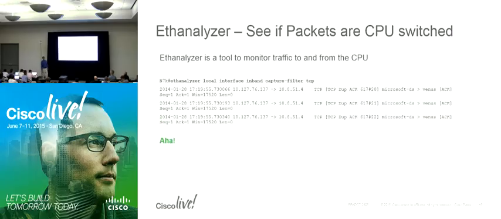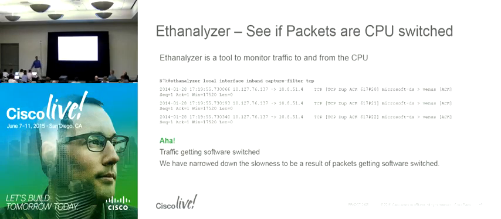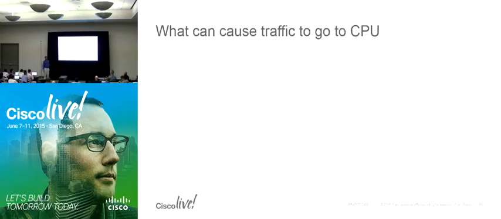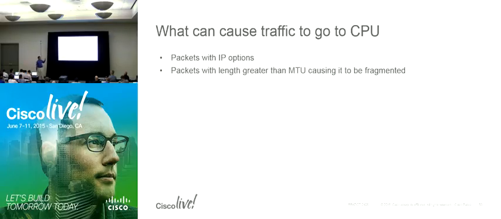Oh, I should have waited for the animation, but traffic is getting software switched. So that's my story. All right. The question is, traffic is getting software switched, so why is it getting software switched? Different reasons. A packet with IP options could result in packets getting software switched. In this case, it wasn't that, because if it was IP options, even the 6500 would have been switching the packets in software.